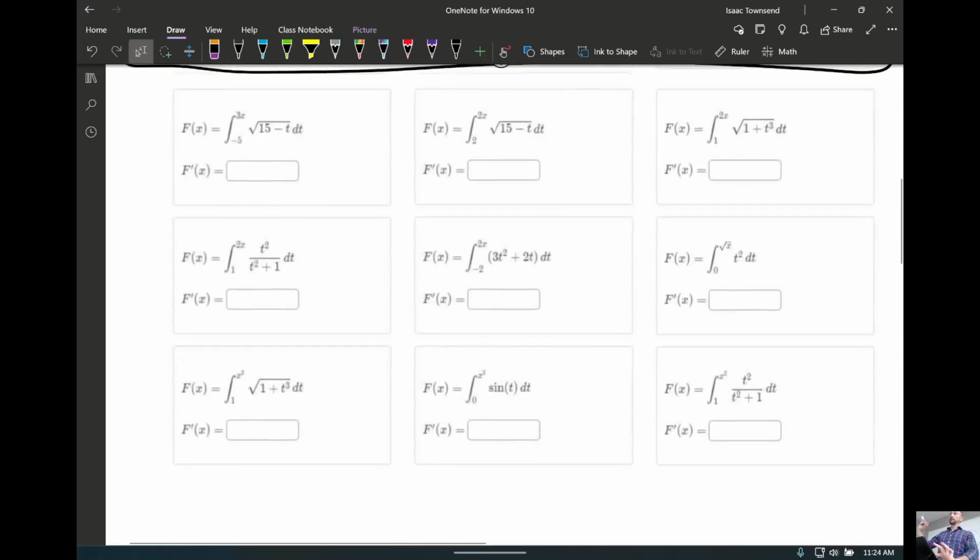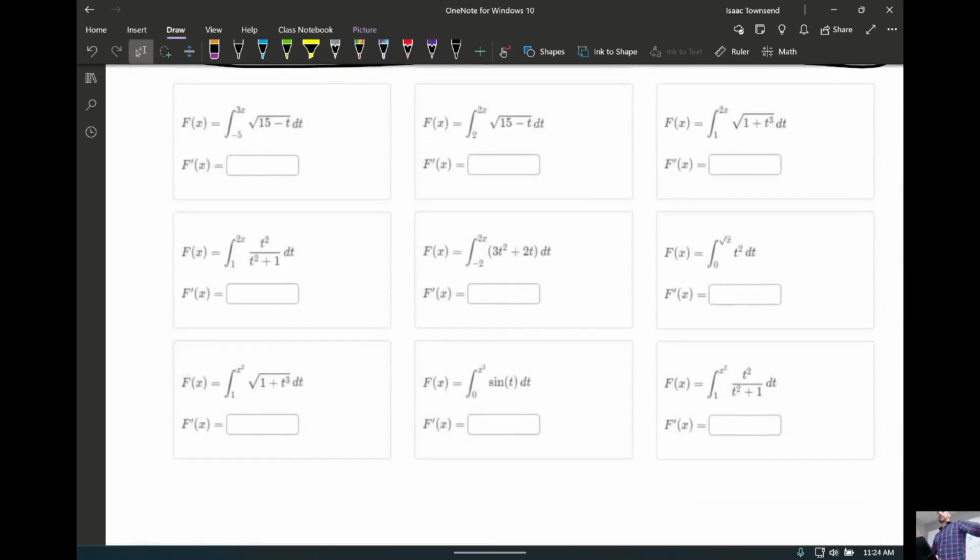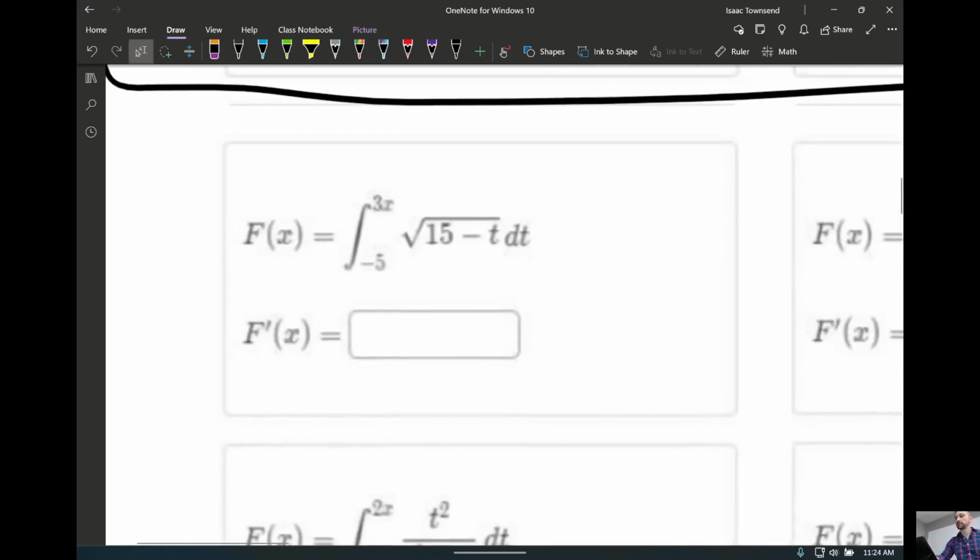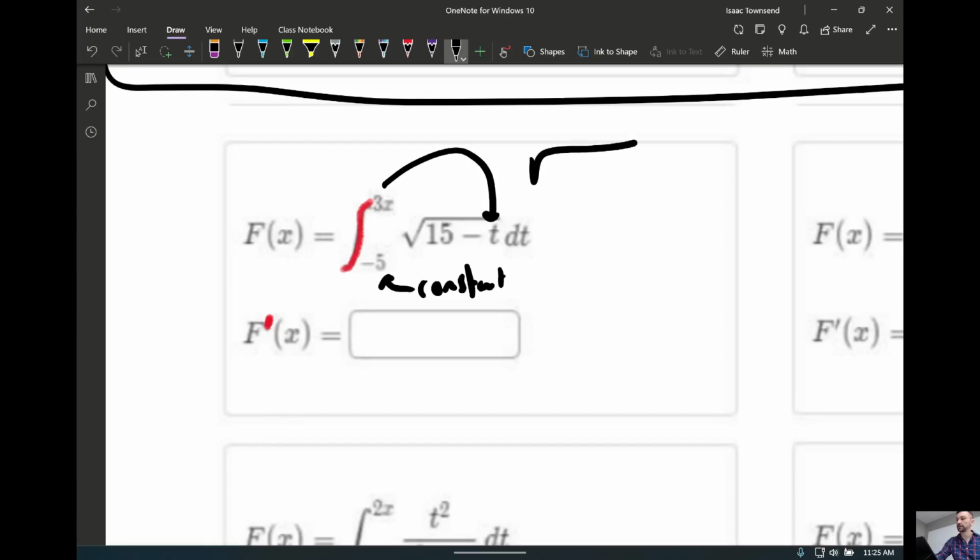Okay, then the bottom 9 are still the same thing. We want to take the derivative of an integral, which is not the same thing as integrating a derivative. They work two different ways, not the same question types. And as long as this is still a constant, then when you take this derivative, this just gets plugged into what other variable there was. So that would give us, I'll just write it down here, the square root of 15 minus 3x.